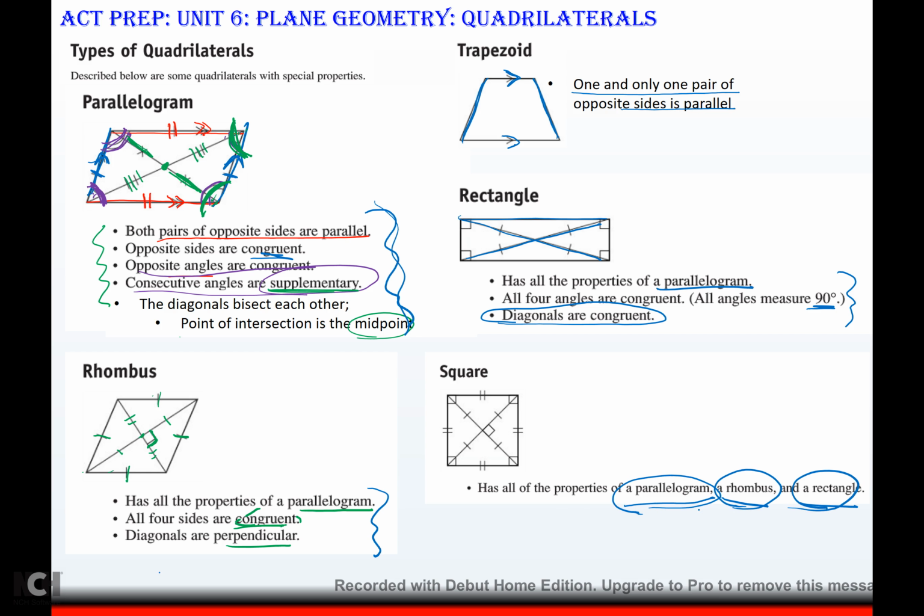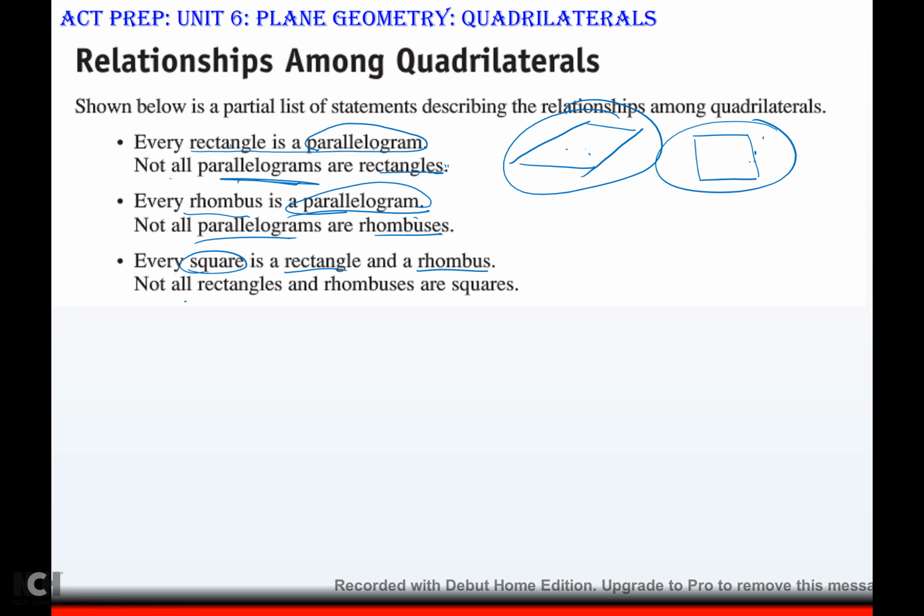So you can call a square a parallelogram, you can call a square a rhombus, and you can call a square a rectangle. But you can't necessarily call a rectangle a square, or a rhombus a square, or a parallelogram a square. Okay, they're not all of them. All right, and not all rectangles and rhombuses are squares, obviously.